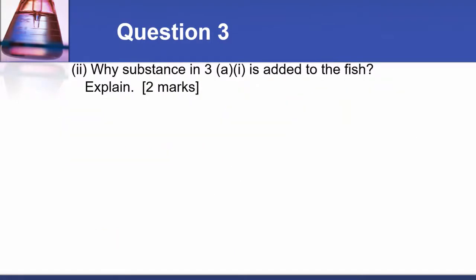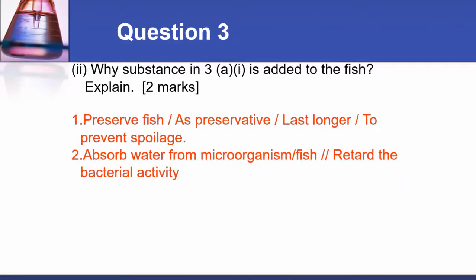For question 3A2, why is the substance in 3A1 added to the fish? Explain. So you should know that sodium chloride or table salt is added to the fish to make salted fish. So you should know that table salt will act as a food preservative. So first mark will be table salt acts as food preservative to preserve fish, or to make the fish last longer, or to prevent the spoilage of the fish.